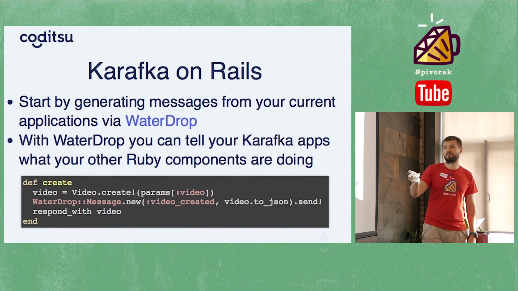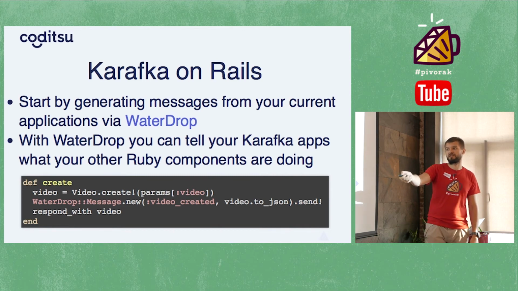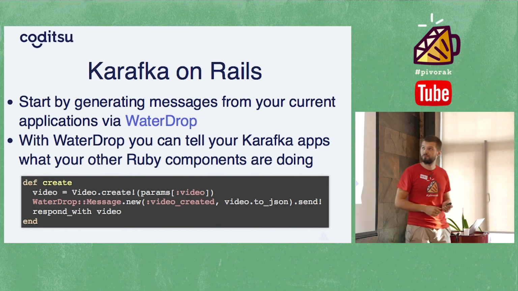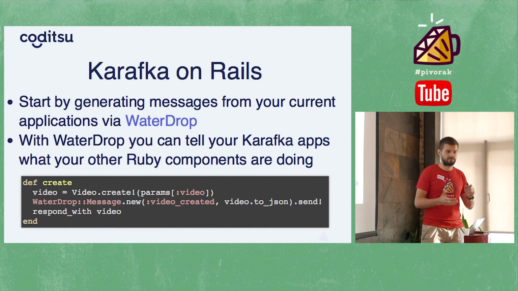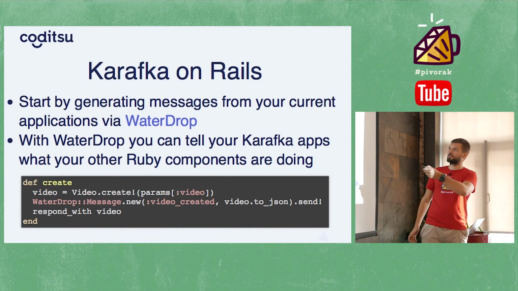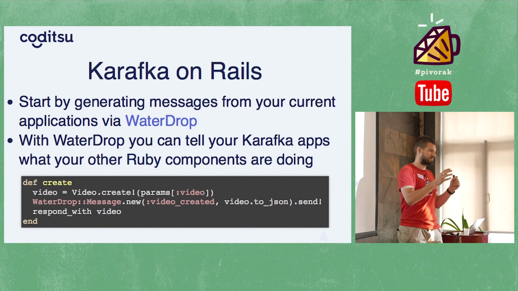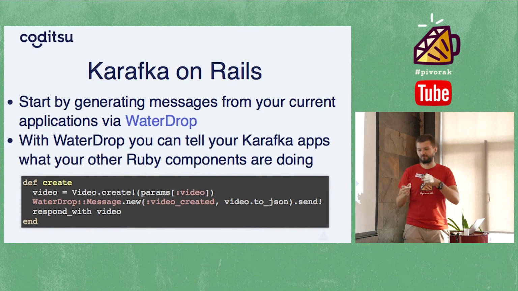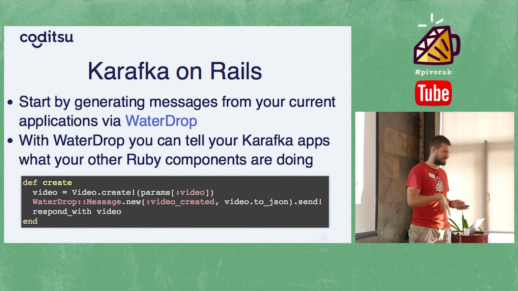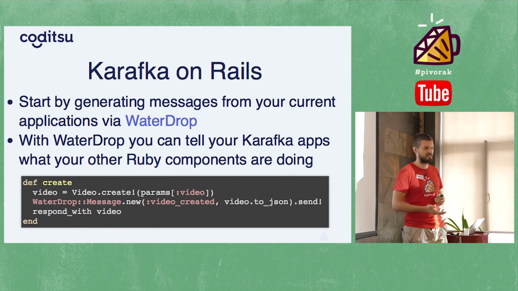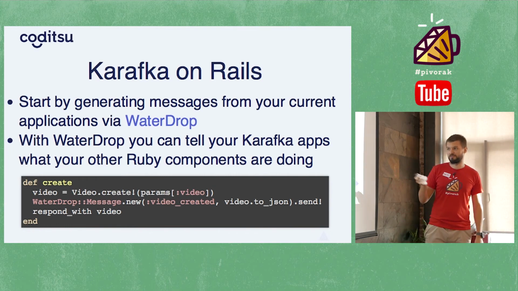You have a Rails create action, and you can just send the message and do your stuff. I know that there is a company in the US that's building a library with WaterDrop, which is part of Karafka, to provide a gem that will automatically hook up to before callbacks in Active Record and will do this for you. But I don't recommend it because it's an additional magic layer and it's really bad to do that.